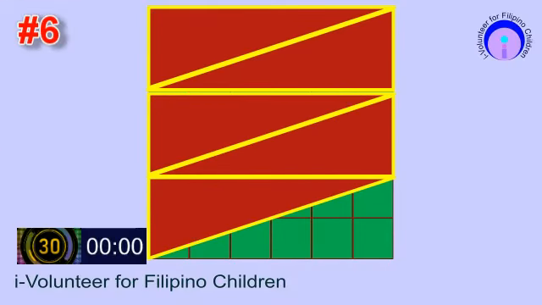Item number 6. Find the area of the red shaded part in square units. You still have 5 seconds to finish.